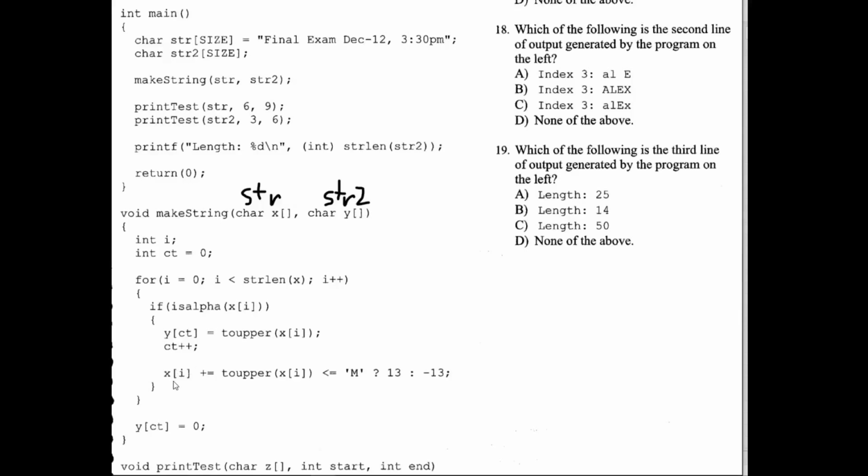And then it's going to take the current character of the first string, and it's going to add the value of this expression, which you can see it checks if it's less than or equal to m, it's going to return 13, and it will add 13 to that value. And if it's greater than m, it's going to decrease it by 13. And essentially there are 26 letters in the alphabet, so what this will do is shift the value of the character, and it will swap it with another character of the same type, either uppercase or lowercase. And so the original string is going to be a garbled version of the inputted string.